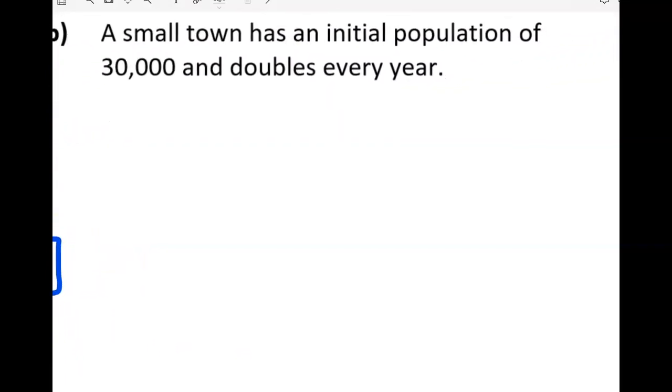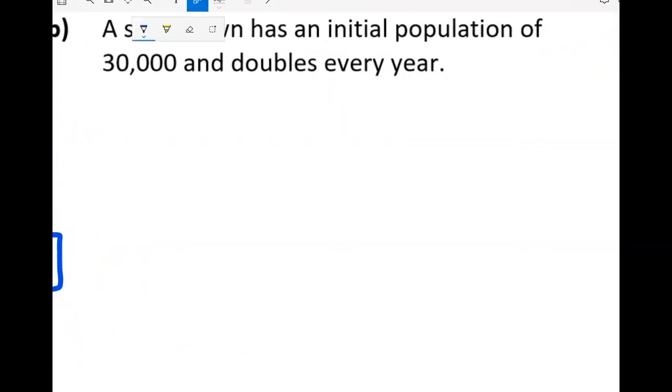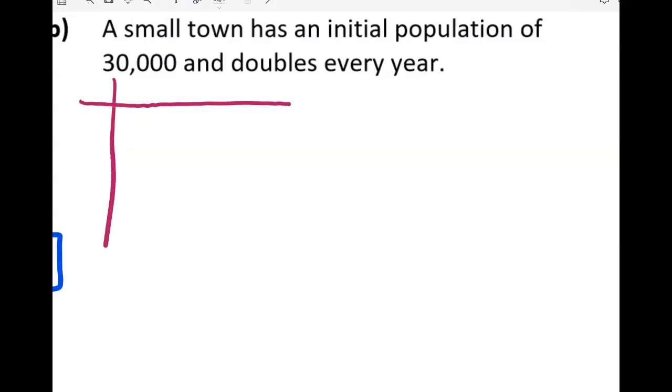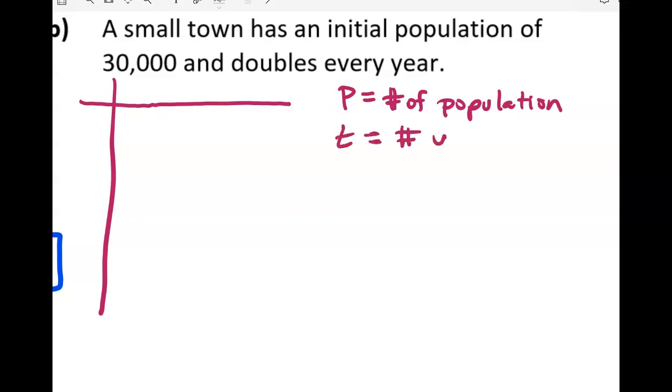In B, we have a small town that has an initial population of 30,000. So let's make a table here and let's define some variables. P is the number in the population, and T is the number of years since that initial time. So T is our input variable. The thing that we're measuring is population, so that goes in the output variable column.